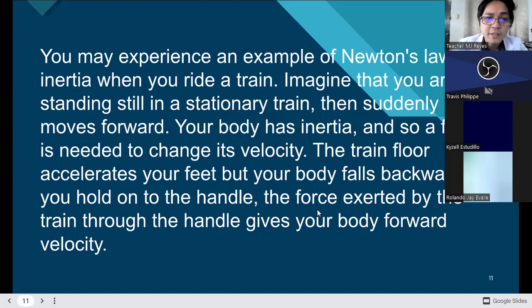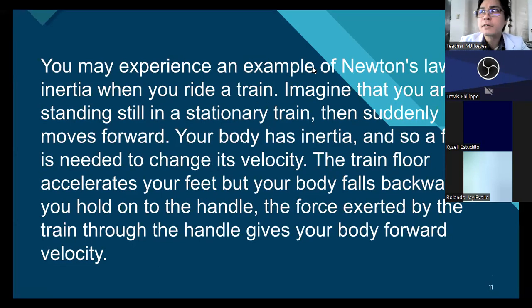The train floor accelerates your feet, but your body falls backwards. If it accelerates, your body will tend to move backwards. Why? What is that force that tends to pull you backwards? As you hold onto the handle, the force exerted by the train or the handle gives your body forward velocity. So the handle serves as your stopping mechanism, because if there is no handle, the tendency is you will be moving backwards all throughout.